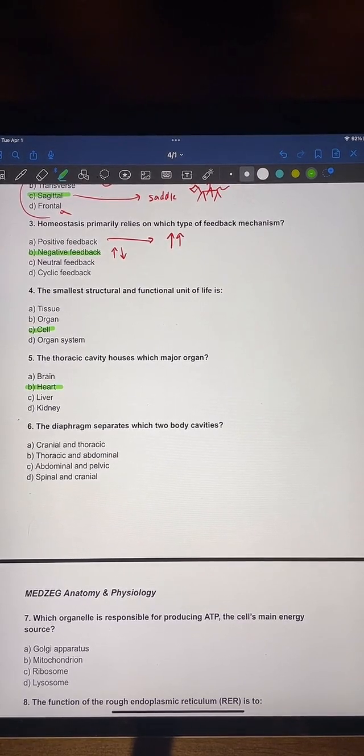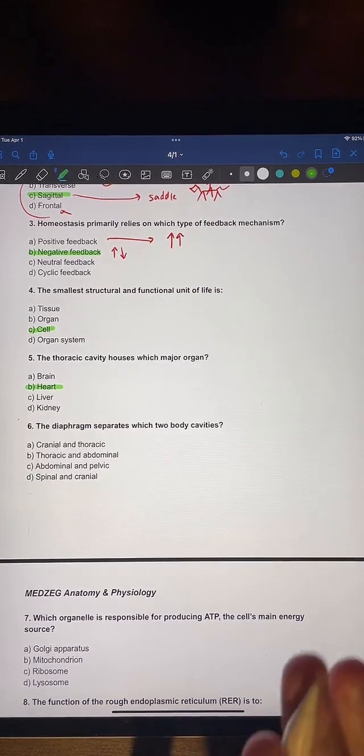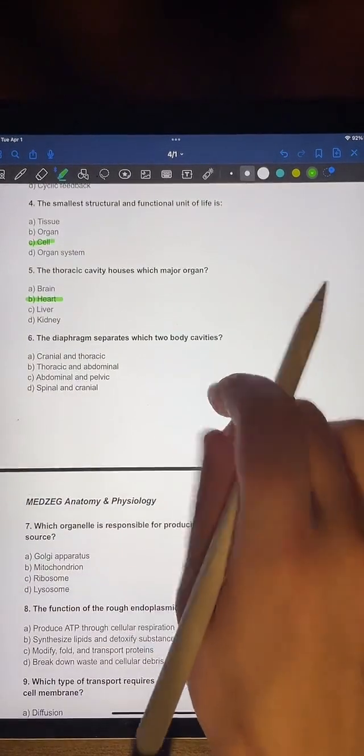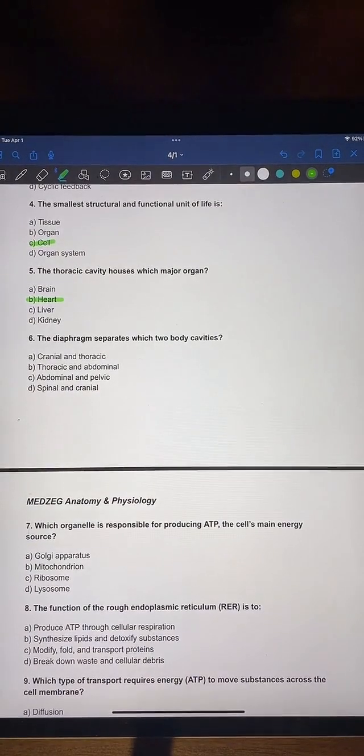The thoracic cavity houses the heart. Number 6, the diaphragm separates which 2 body cavities? The diaphragm separates which 2 body cavities?